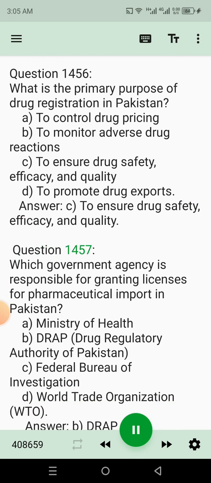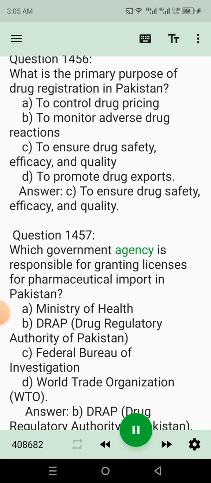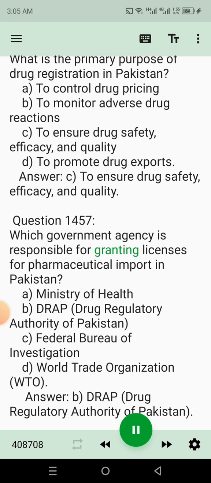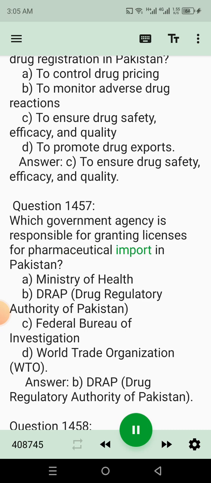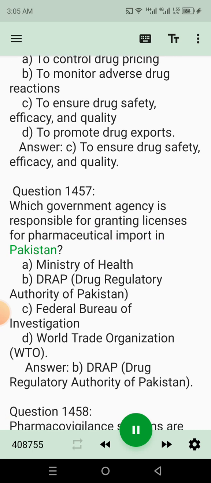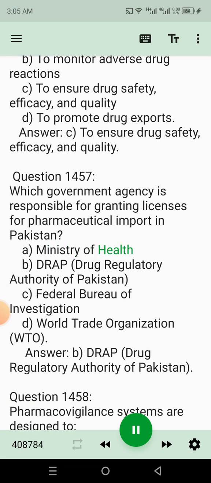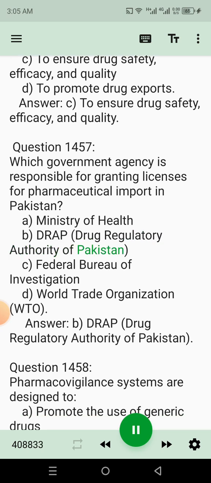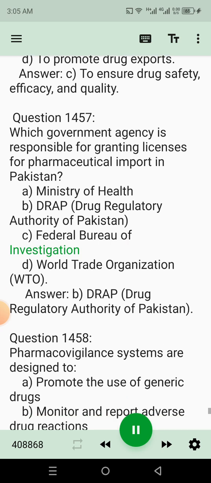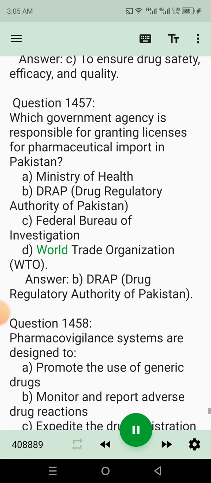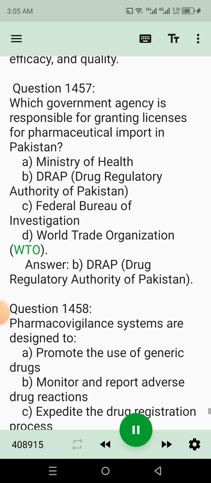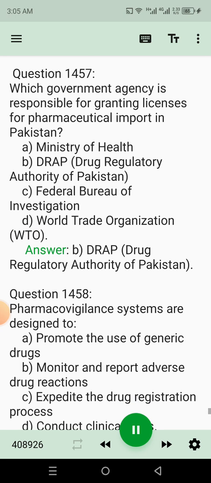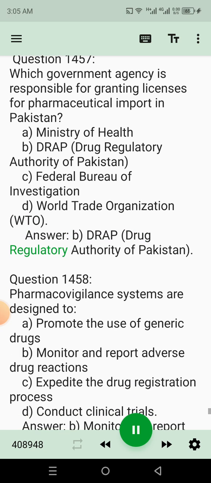Question 1457. Which government agency is responsible for granting licenses for pharmaceutical import in Pakistan? A. Ministry of Health. B. DRAP, Drug Regulatory Authority of Pakistan. C. Federal Bureau of Investigation. D. World Trade Organization, WTO. Answer. B. DRAP, Drug Regulatory Authority of Pakistan.